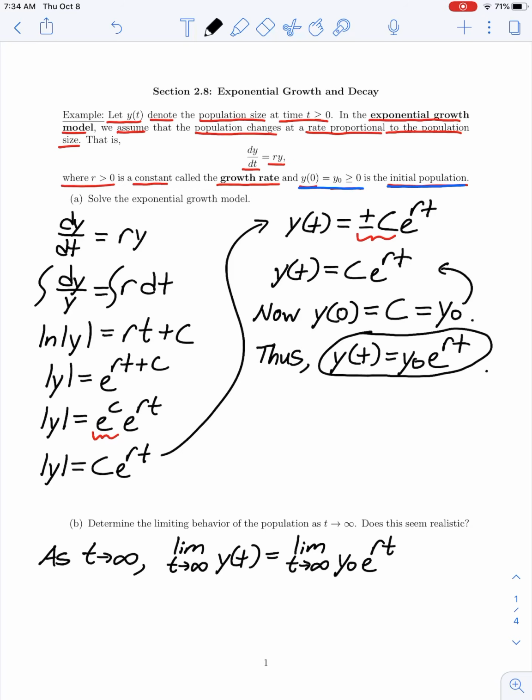So as t becomes larger, this exponential function, e to the rt, will increase without bound, since r was a positive constant. So as t approaches infinity, our population size, y of t, will increase without bound. It is approaching infinity. So we could ask the question then, well, does this seem realistic? Well, no, this is not a very realistic model.